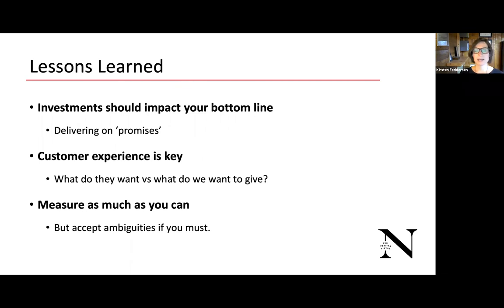And lastly, measure as much as you can. It doesn't mean you can measure everything. That is certainly the end goal. If there are ambiguities, it shouldn't necessarily mean that you shouldn't be pursuing that strategy, because if it is effective, even though you can't measure it, it still may be worth it in the end.